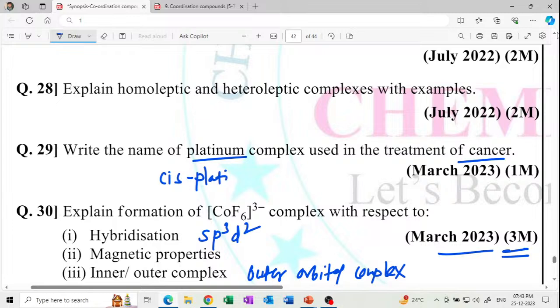Cisplatin. Get it? So it is Pt(NH3)2Cl2. Get it? Name the complex. Platinum complex, cisplatin.